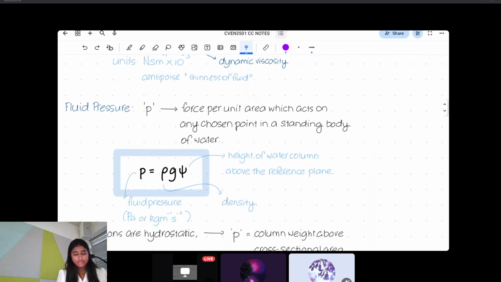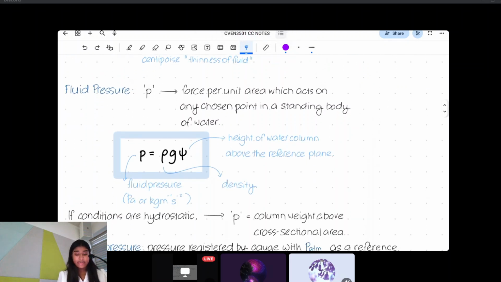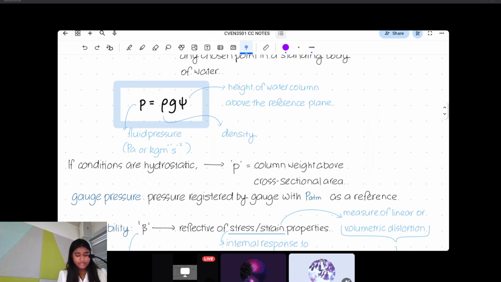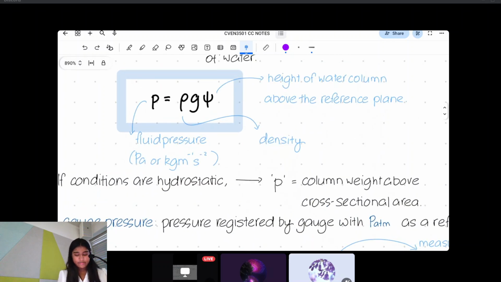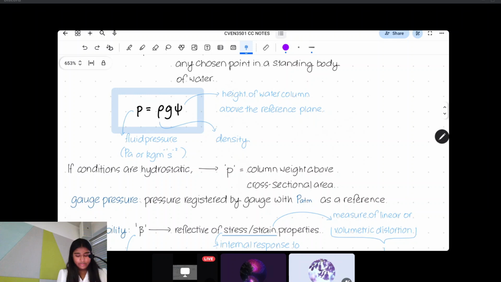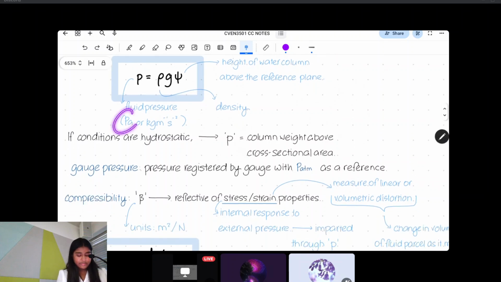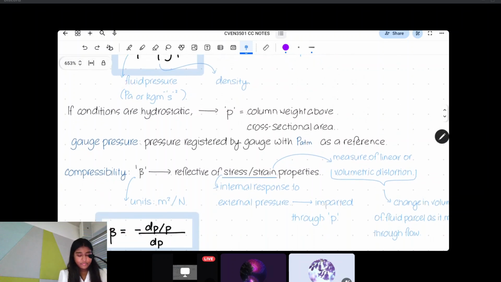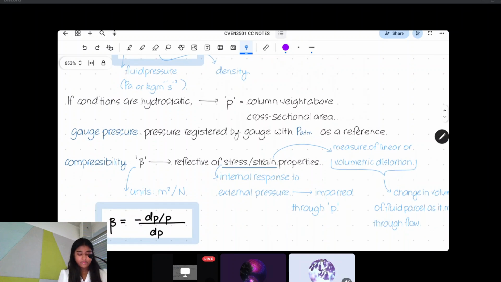Fluid pressure is the force per unit area which acts on any reference point or chosen point in a standing body of water. So in this equation here, P is the fluid pressure. This symbol here is the height of the water column above the reference plane. And then you've got density and gravity. Again, remember your units for pressure, that's in pascals or kilograms per meter per second squared.